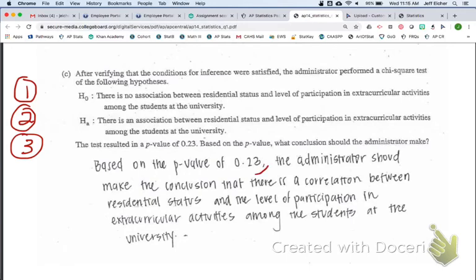So first, they did not explicitly compare the p-value with the alpha level.